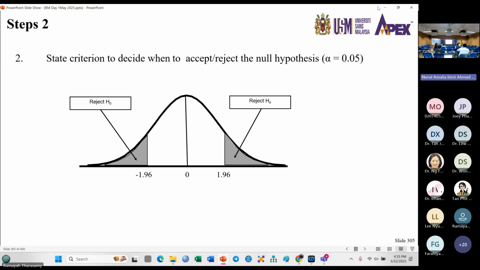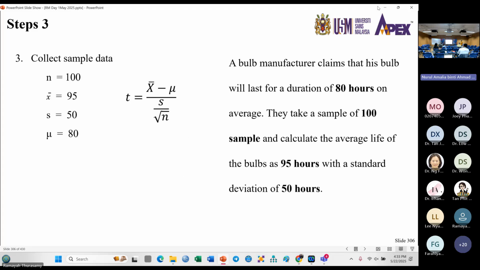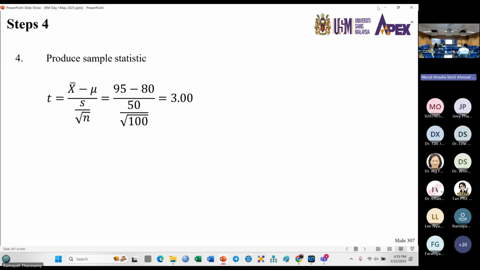Then next, you will decide where to accept and reject, because it's two tail, right? Left and right. Then we will calculate the t value or the p value. We get the p value in the third one, and we get the p value of 3, right?